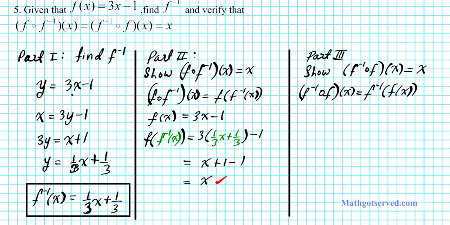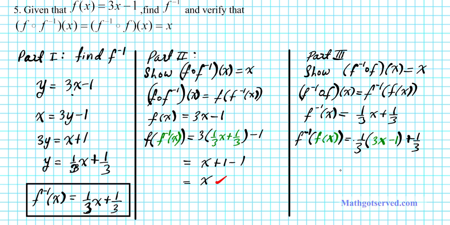Now let's start by writing down our inverse function. F inverse of x is 1/3 x plus 1/3. Now we're going to do the composition. F inverse, the input function is f of x, and the value is going to be on the right side, 1/3. Instead of x, we'll have the value of f of x, which is 3x minus 1. Okay, and then we add 1/3.